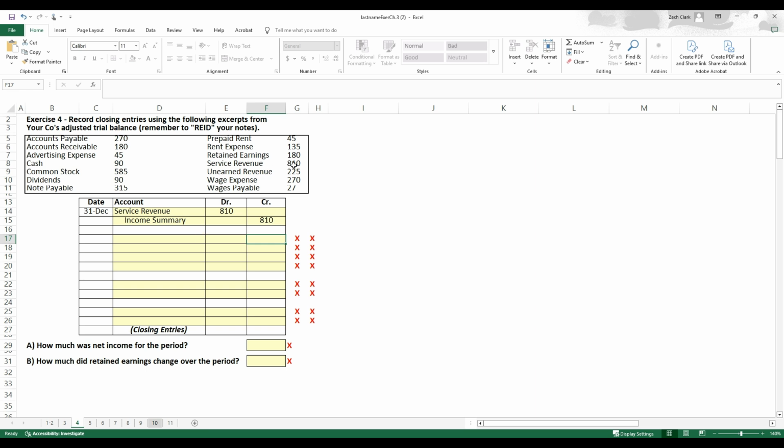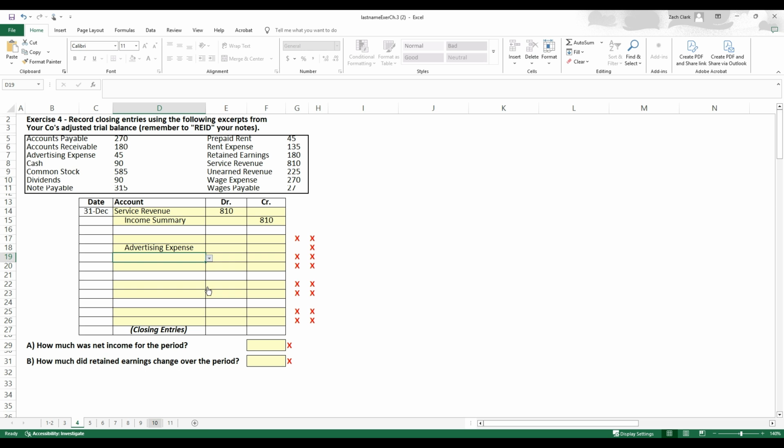And so remember, expenses have a debit normal balance. So if we were to look at these in T account form again, the advertising expense balance of $45 would be on the left side of the T account, the debit side, debit normal balance. So what we're going to be doing is we are going to credit all of the expenses to essentially make them go to zero again. So these are closing entries.